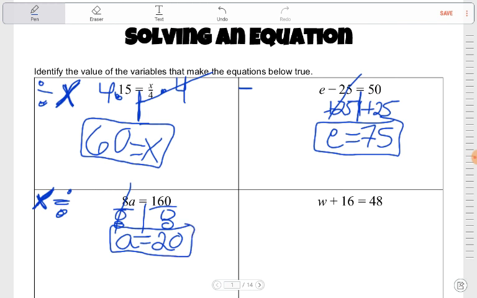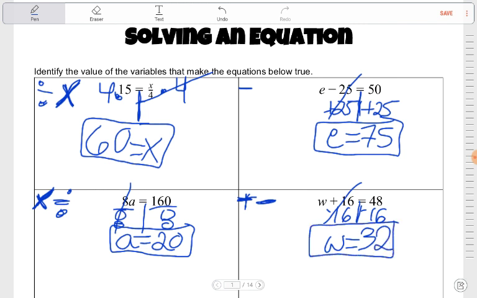And finally, we have w plus 16 equals 48. I have addition, so my inverse operation is going to be subtraction. I draw my line down the center. I'm looking for what w is equal to. I subtract out, that's 16. I subtract out, that's 16. Here it cancels out. And here I get 32.